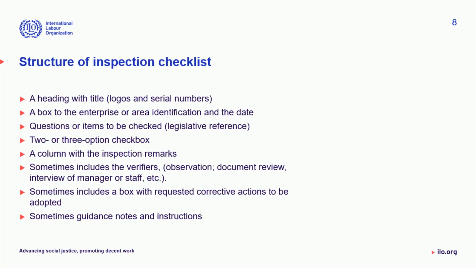Typically, each question will be accompanied by a 2 or 3 option checkbox, allowing the inspector to indicate whether the requirement has been met or not, or whether there are some issues that require further investigation. In addition, the checklist may include a column for the inspector to provide remarks or comments on each item, as well as a section for verifiers, such as observations, document reviews, interviews with staff or managers, etc. The checklist may also include a box for requesting specific corrective actions to be taken, if necessary, and may provide guidance notes or instructions for completing the checklist and interpreting the requirements.